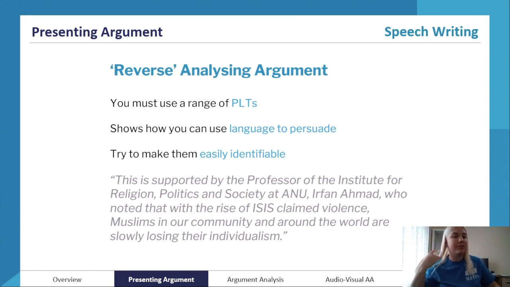This is supported by the professor of the Institute for Religion, Politics, and Society at ANU, Irfan Ahmad, who noted that with the rise of ISIS, claimed violence, Muslims in our community and around the world are slowly losing their individualism. So we can clearly see that this is expert evidence. How? Because it's been properly credited, the person has also been named, and context has been provided for the example. And it flows smoothly. It's smoothly embedded into the sentence. It's not standing as some kind of quote where you say, Irfan Ahmad says, quote, end sentence. Okay?